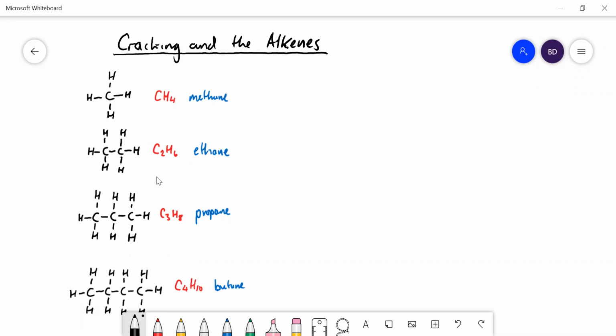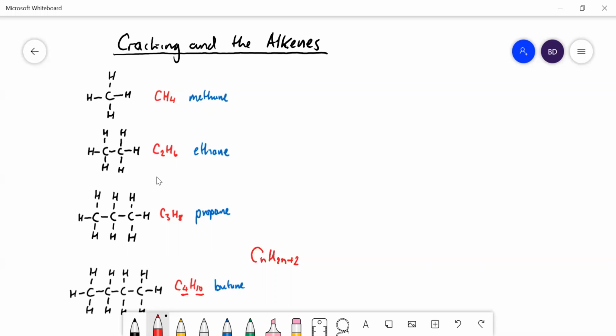We've come across one family of hydrocarbons, of organic molecules, called the alkanes, and here they are. We've got methane, ethane, propane, and butane. They're composed only of hydrogen and carbon, and they've got the general formula CnH2n+2. So if n is equal to 4, then the number of hydrogens must be twice that plus 2, so that's 10.